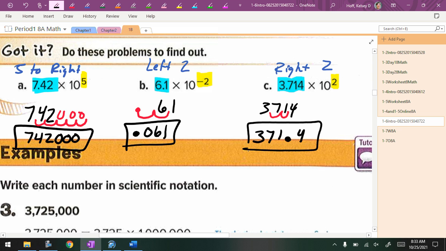371.4. I know it's kind of silly, Miss Hobbs making her decimal points really big, but the whole thing with this lesson is that you have the decimal point in the correct spot. So I want to make sure it's really exaggerated so you know where it goes.